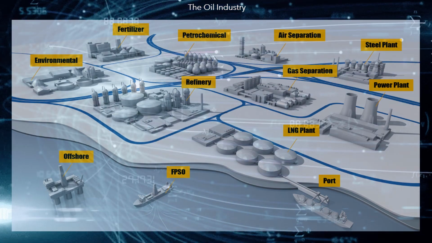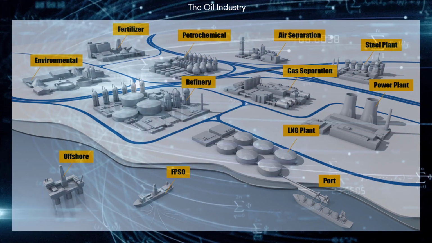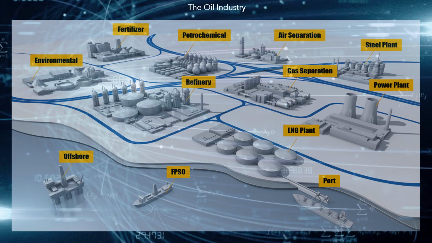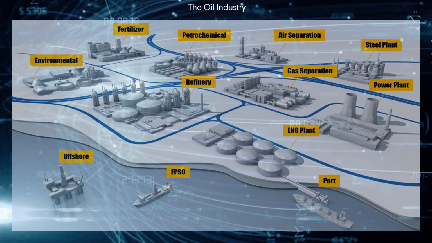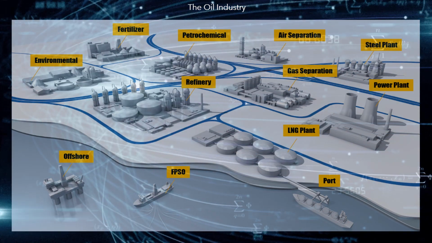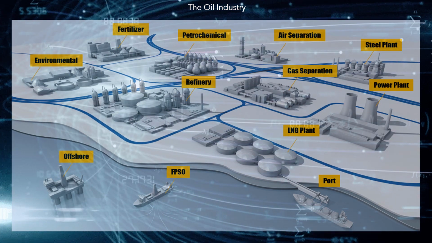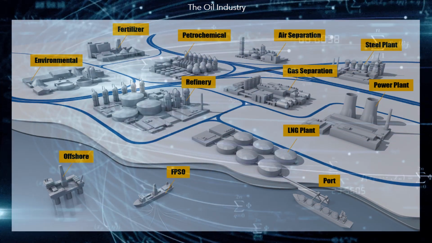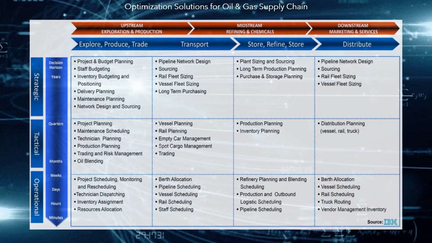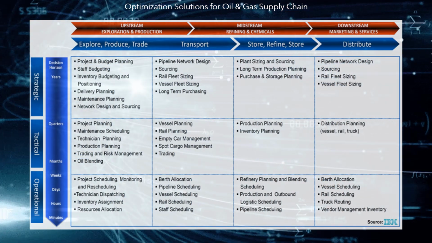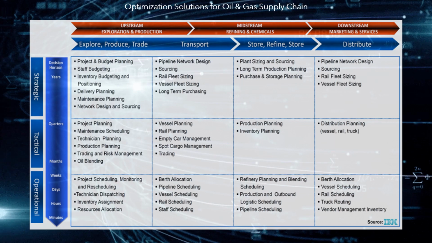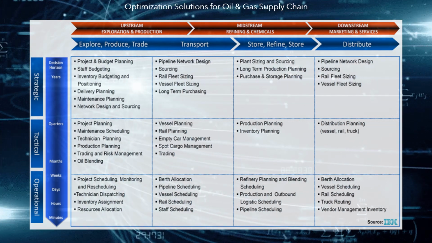The largest volume products in the industry are fuels, natural gas, fuel oil, and gasoline. However, petroleum is the raw material for many chemicals, including pharmaceuticals, solvents, fertilizers, pesticides and plastics. The table, elaborated by IBM, shows a resume of the optimization solutions for oil and gas enterprises.